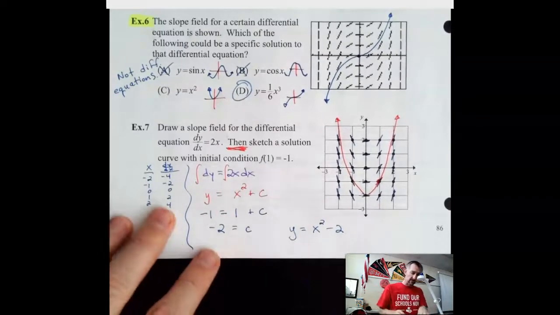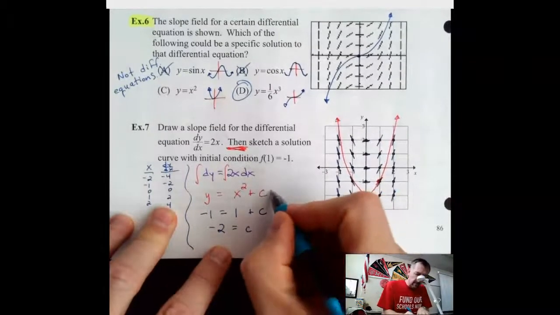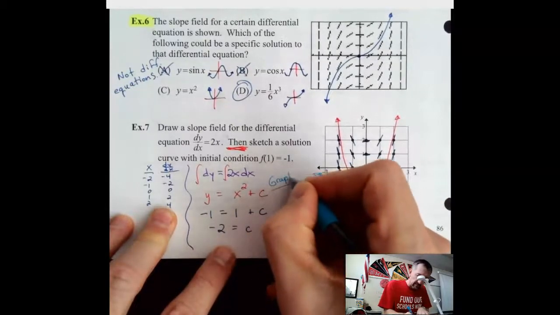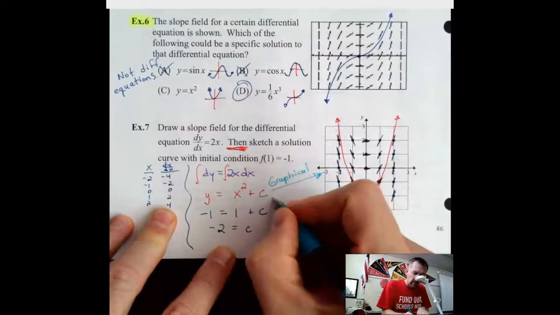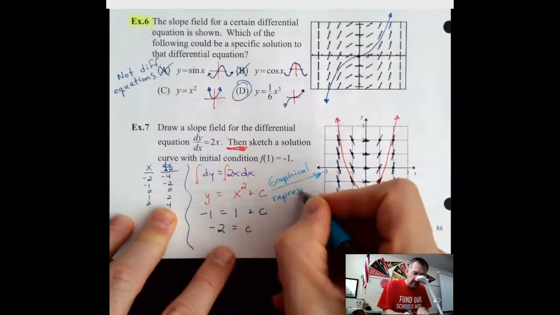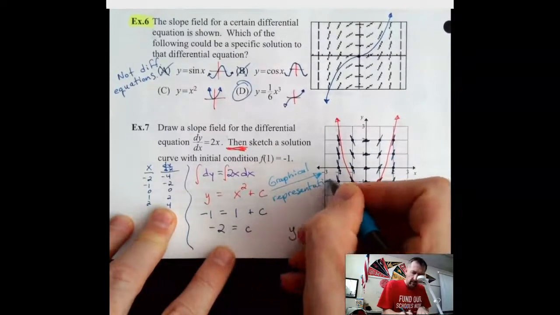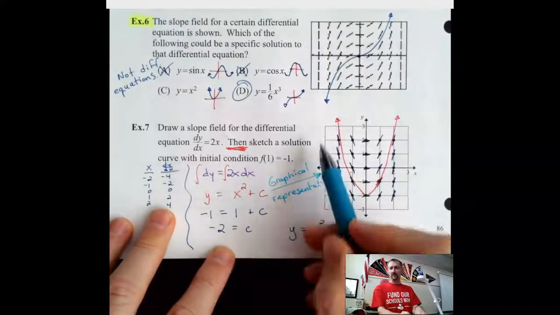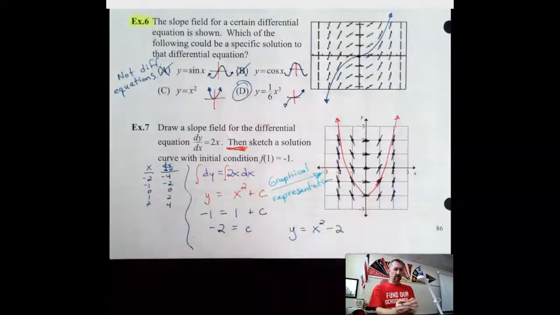Okay, so the graphical representation of this is the slope field with a plus c. When we don't know the specific red parabola there, then it's all of those lines. That's the family of possible answers.